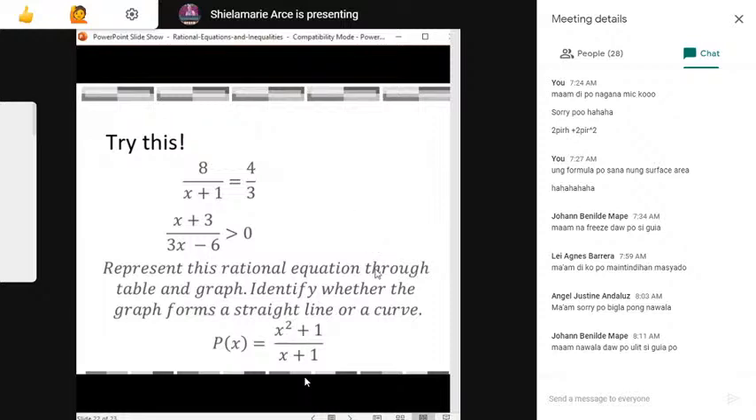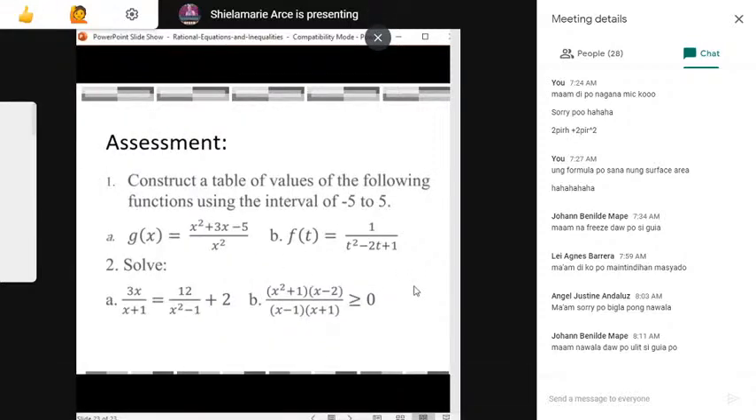Na-screenshot na to? Opo, ma'am. Ayan. Okay, seat work po yan ha, seat work. And then this one will be the assessment.